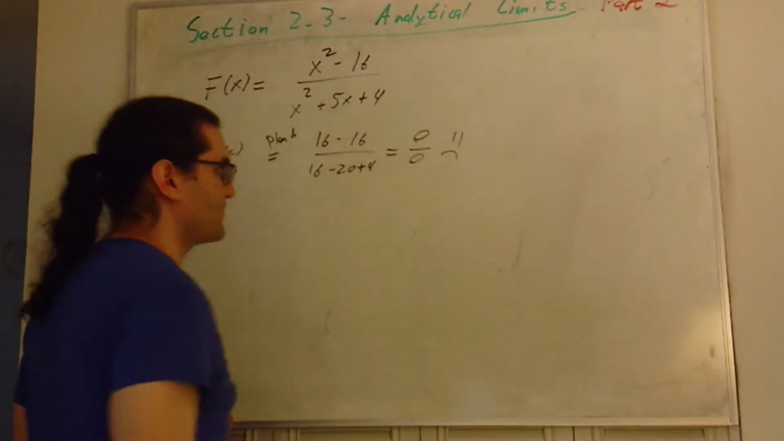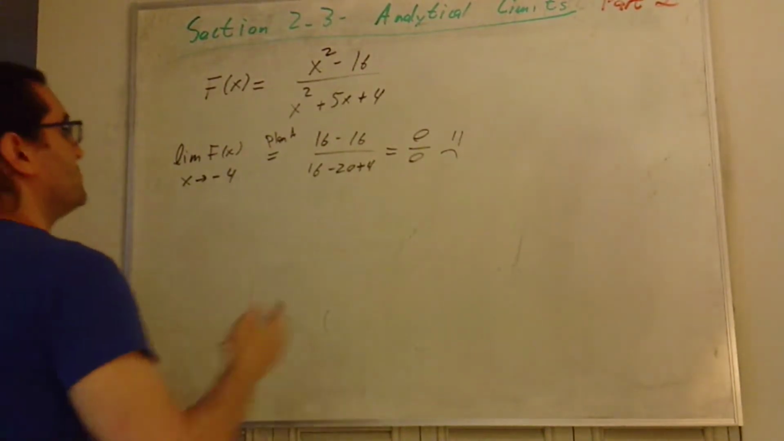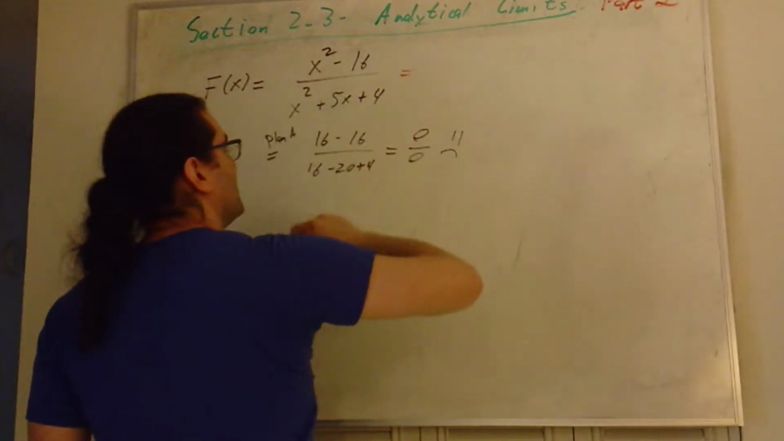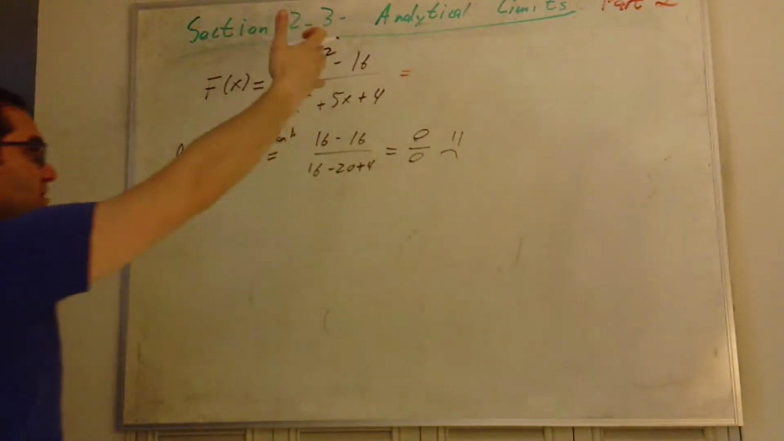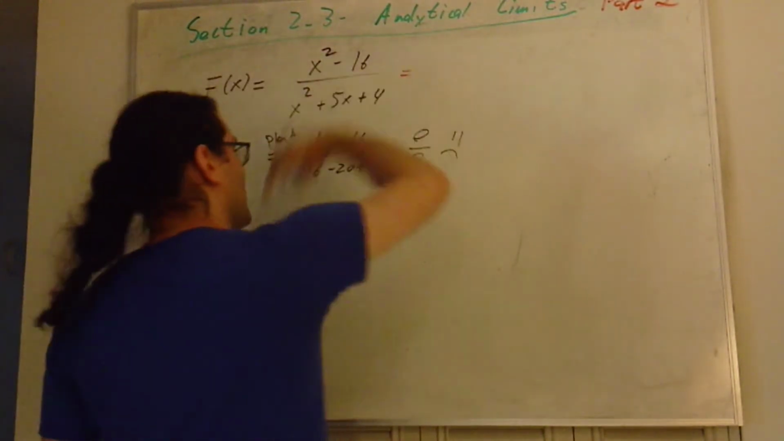That's not going to work. I'm going to need to simplify this as we scoot into plan B. Plan B means we're going to simplify this, see if we can get rid of whatever part of this is causing the problem, and then plug the number back in.